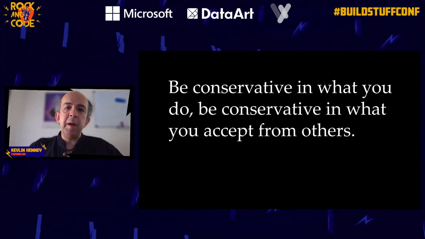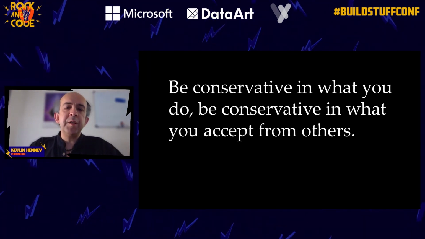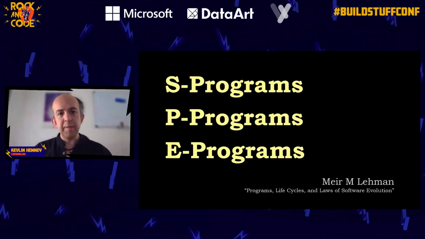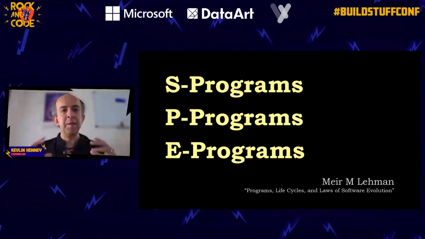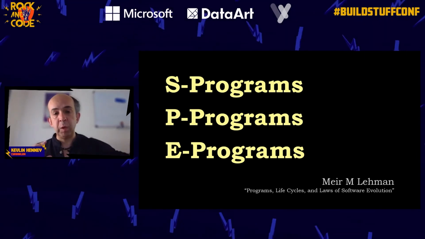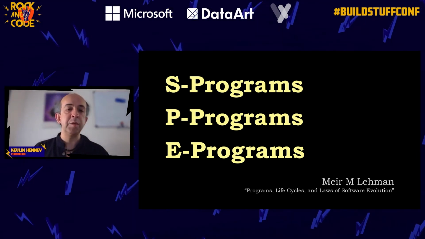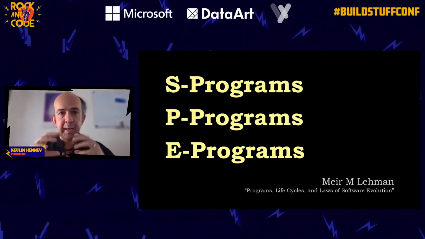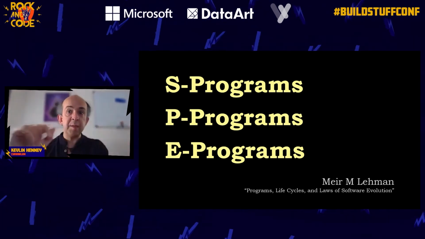So at this point, I'm going to start heading into the home straight with a simple understanding of how we should look at our systems. I'm going to go back 40 years for this. Meir Lehman, in his wonderful paper, Programs, Life Cycles, and Laws of Software Evolution, categorizes three different ways of looking at the scope and scale of our systems and their implication.